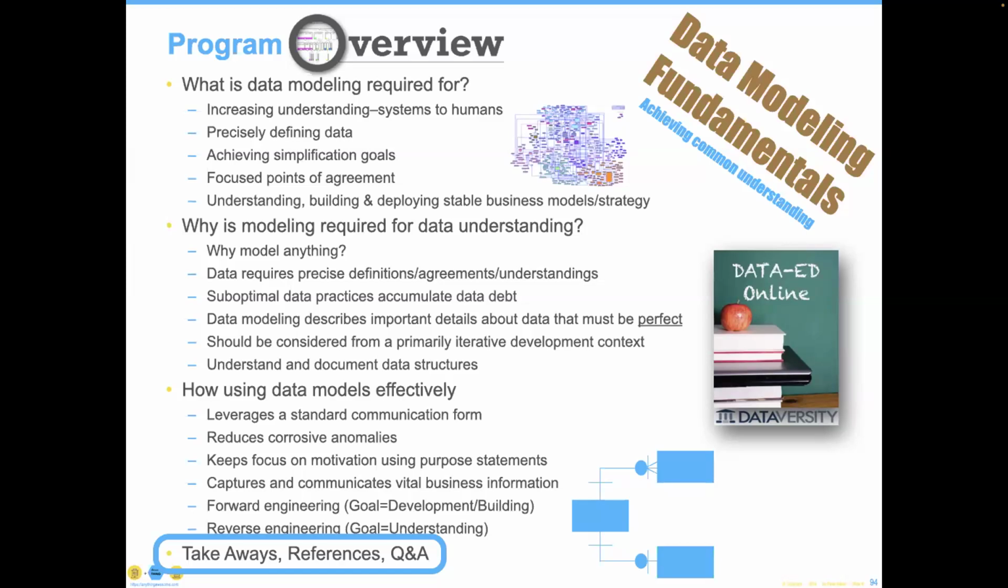How do you use data models effectively? Well, first of all, it's a standard communication form. It reduces these corrosive anomalies that just keep grating and grating on people as they're trying to go through things. It gives you a motivation for focusing on those purpose statements, understanding that you're not defining it because it's a bed, but you want to describe the purpose of why you're actually requiring it in there. There's a goal of forward engineering that you're going to develop or build, but if you're trying to understand, you're going to be reverse engineering, and both of those skills are going to be needed.